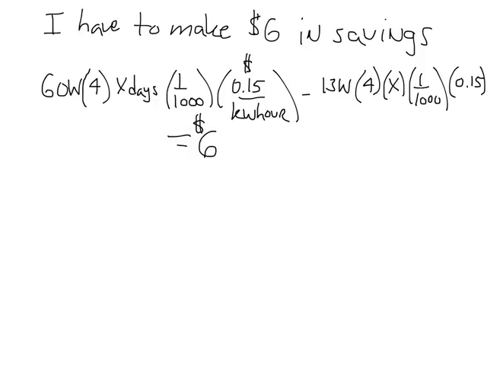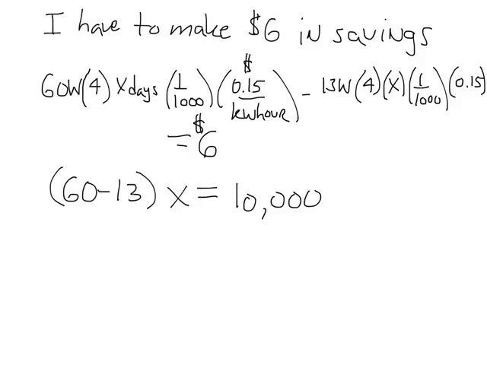I can multiply all the numerical terms, and I can get this equation to look like 60 minus 13 times x, since I have an x in both terms. This is about as complex as the math ever gets in this entire class. And that turns out to be 10,000. And I can find x. X equals 212.8 days. So approximately 7 months.